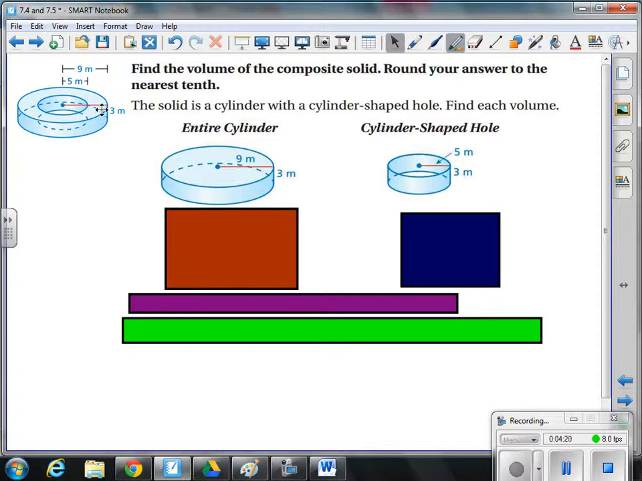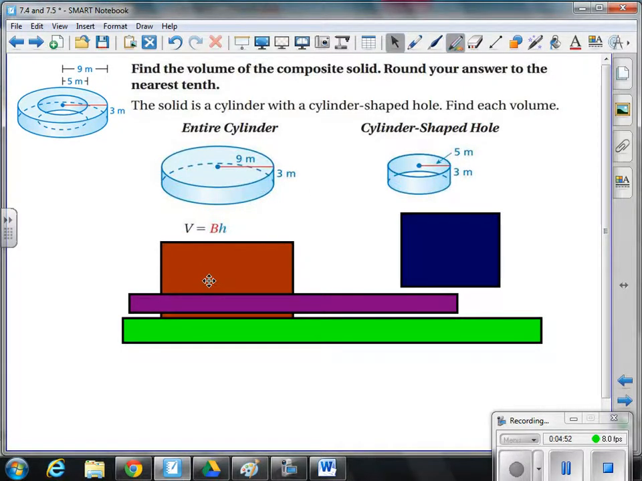Do you see this number, this red line here? This red line in the original diagram represents the radius. The 5 tells us the radius from center to edge of the inner circle. The 9 tells us the radius from the center to the outer edge of the circle. And the 3 here tells us the height of the cylinder from top base to bottom base. And both have a height of 3.